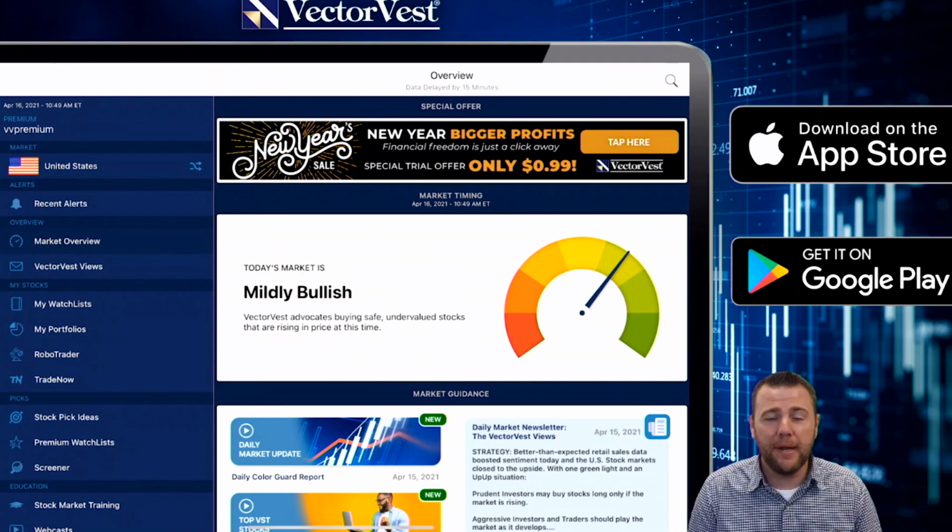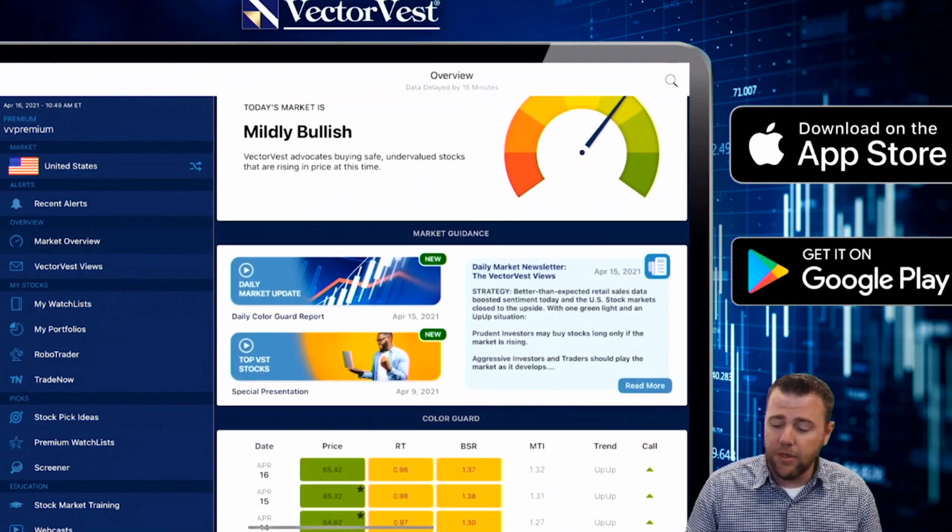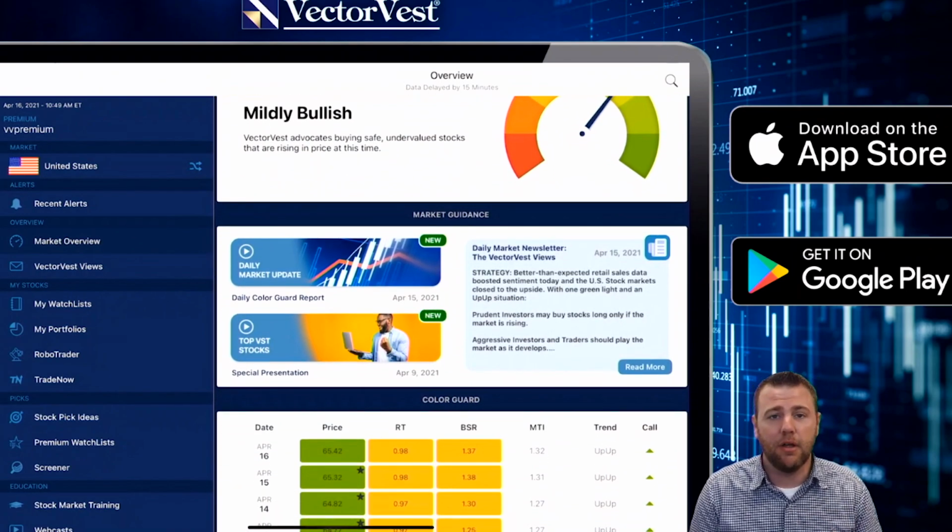On the homepage, the most important aspect that we need to always be aware of is the market timing, which you can find right at the very top center. Currently, the market is mildly bullish and VectorVest advocates buying safe, undervalued stocks that are rising in price at this time.